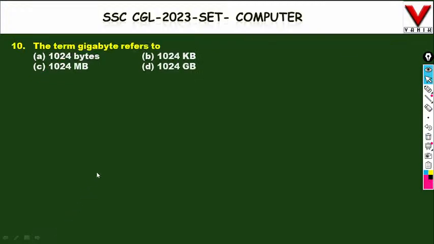Next, the term gigabyte refers to dash. 1024 bytes, 1024 KB, 1024 MB, 1024 GB. So these are the memory units of a computer system. Before GB comes MB. So 1024 MB is equal to 1 GB.